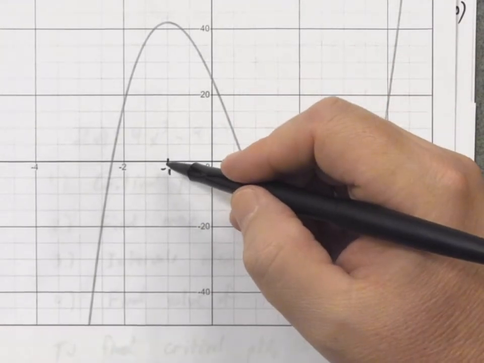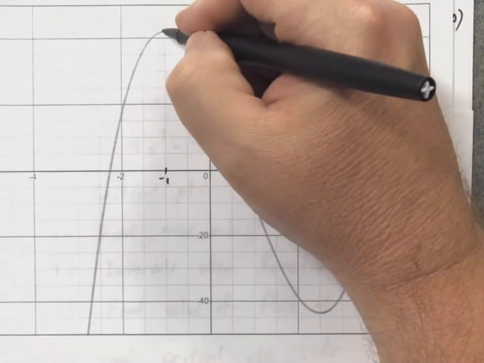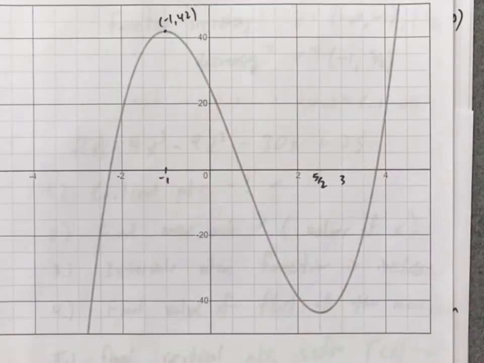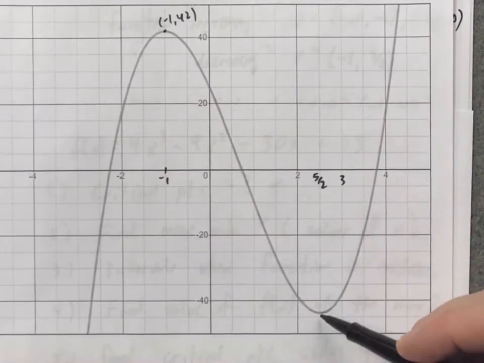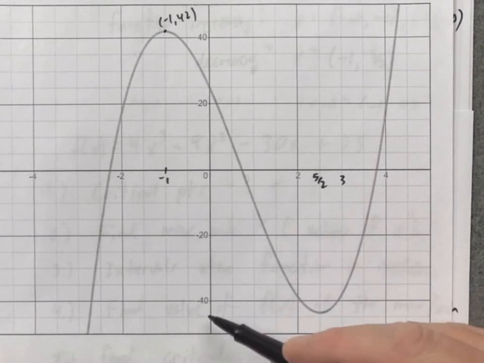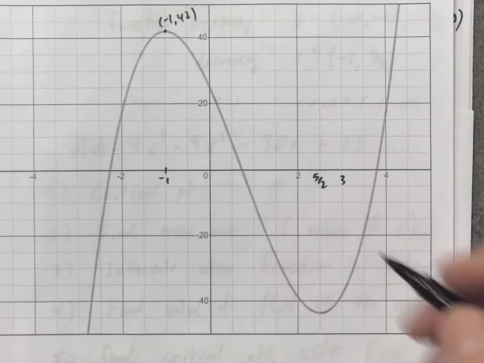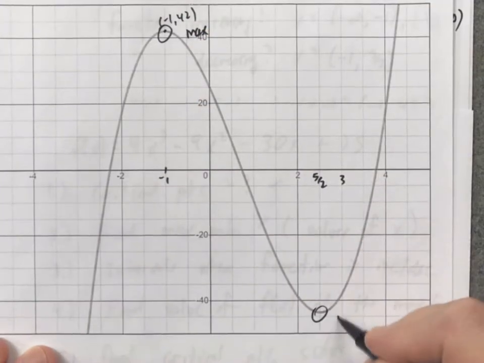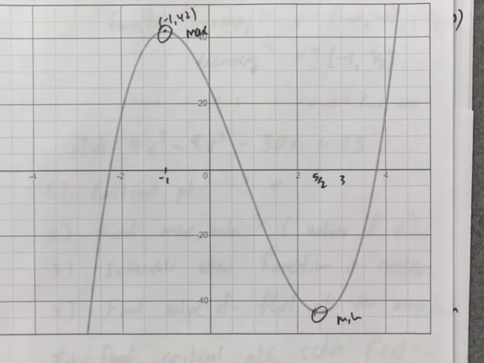And we said at -1 you have a maximum. Matter of fact, we said it was 42. So here's the maximum. -1, 42. The minimum, here's our other critical point, 5/2. Here's the minimum. And if we finish that calculation, it looks like we would have gotten a -40 something. So the point is, there's the max, and there's the min. This confirms what we did mathematically.